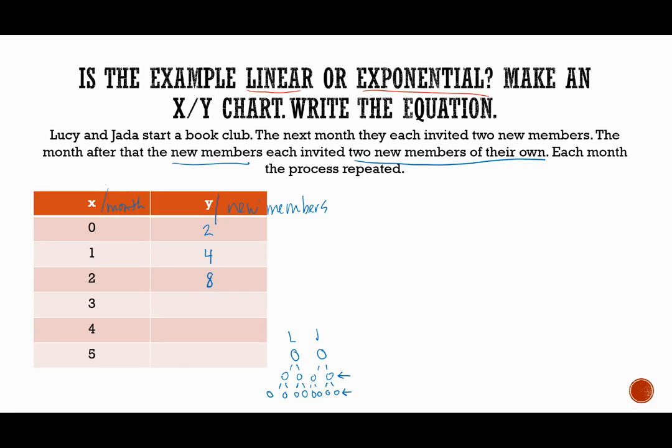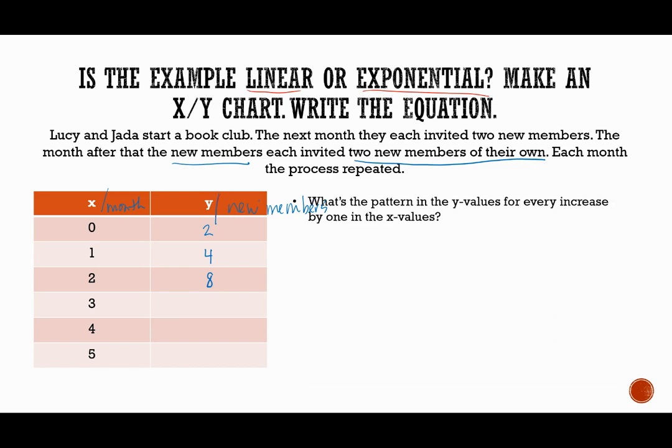Well, I don't want to keep drawing on this diagram. I would prefer to identify the pattern in the y values. So from 2 to 4, 4 to 8, am I adding, subtracting, or multiplying? I am multiplying. In fact, if I divide 8 by 4 and then 4 by 2, it equals the same number, 2. So that means I have a common ratio of 2. So I can make predictions about my next y values by continuing the pattern of multiplying by 2. So I would have 16, 32, and then 64.